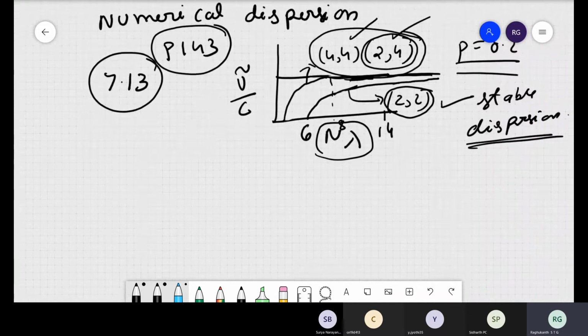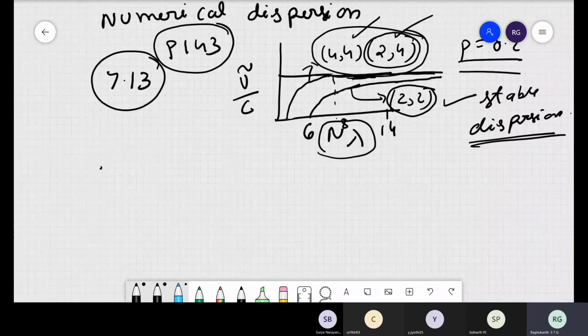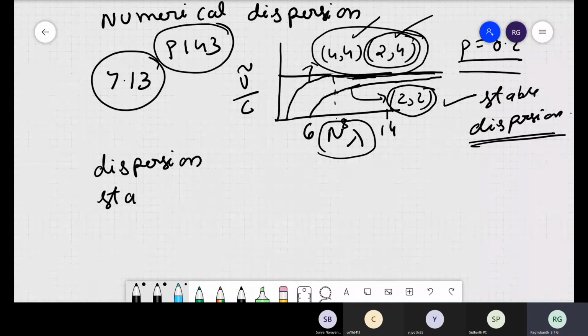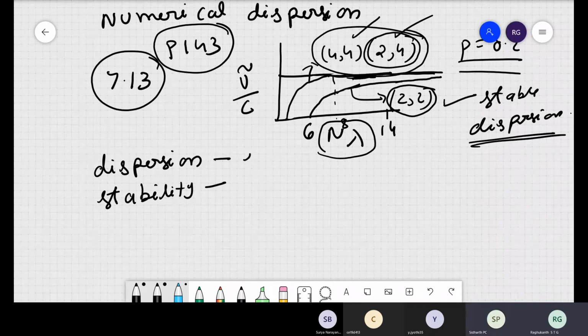And as I already told you, dispersion is related to what? I have told you two words: dispersion and stability. Dispersion is related to space, as Siddharth just said. Stability is with respect to time.